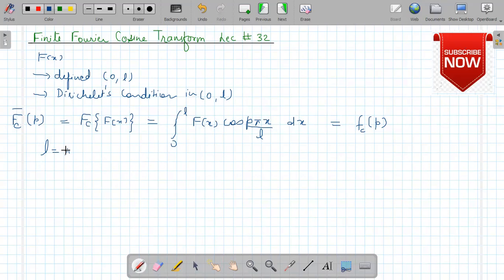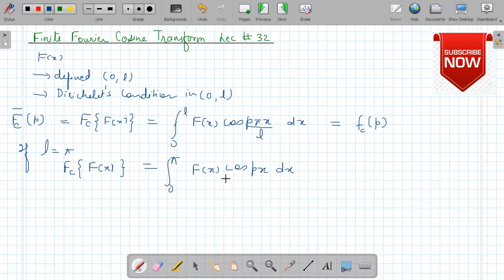Yes. If L is equal to pi, in that case, the Fourier cosine transform is integral 0 to pi f(x) cos(px) dx.